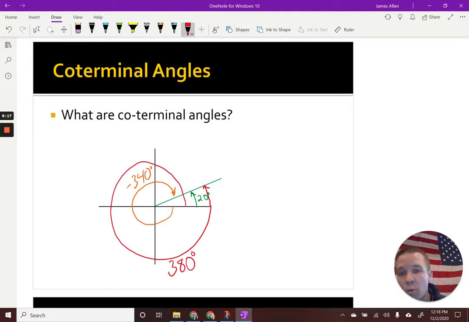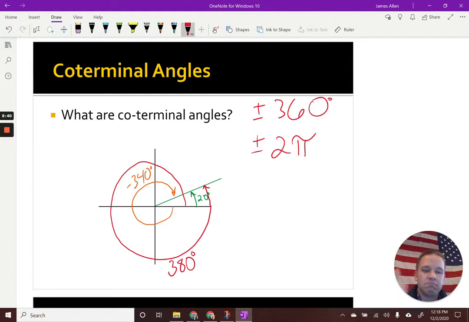All right. So what are coterminals? They share that terminal side. They have the same terminal side as the angle. In other words, we can basically just add or subtract 360 to the angle that we have. All right. So I would jot that down. You can add or subtract 360 to the existing angle. Or what's the equivalent of 360? If we're in radians, you can just add or subtract 2 pi.